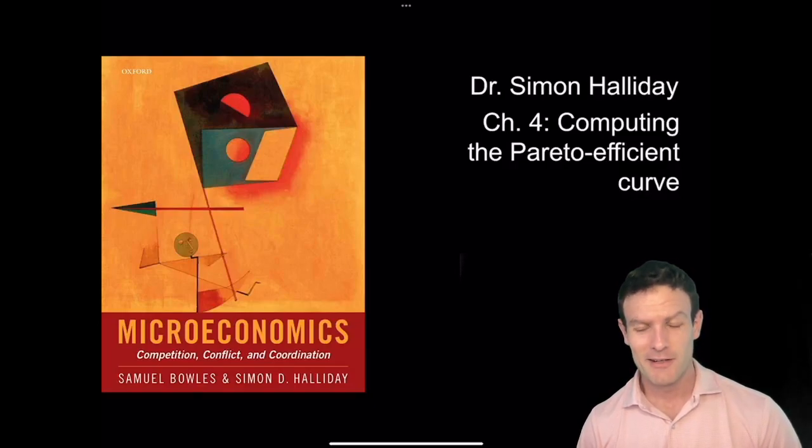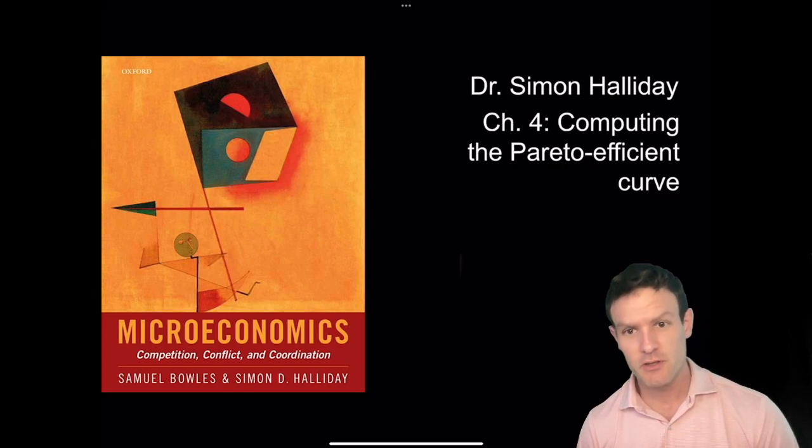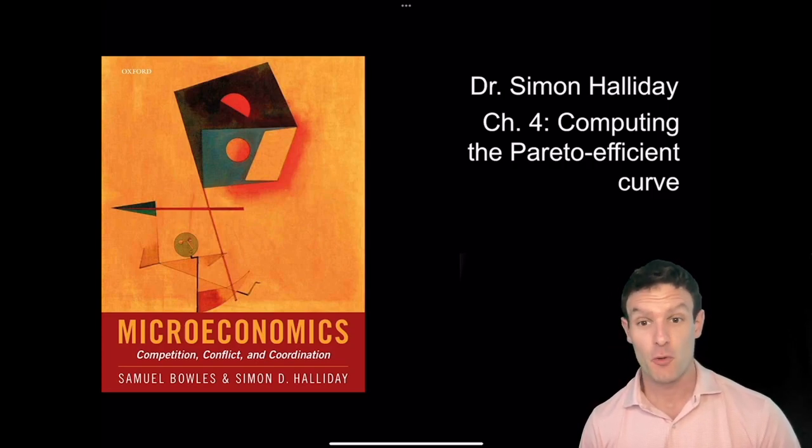Hello everyone. We're now going to try to compute the Pareto-efficient curve, having spoken about the condition that the marginal rate of substitution of the one player must equal the marginal rate of substitution of the other player in order for us to find it.